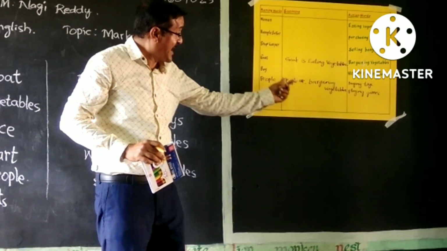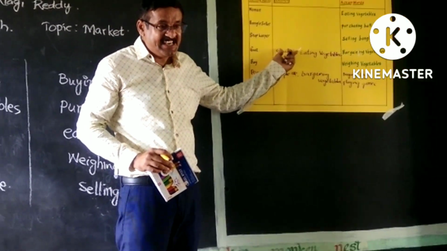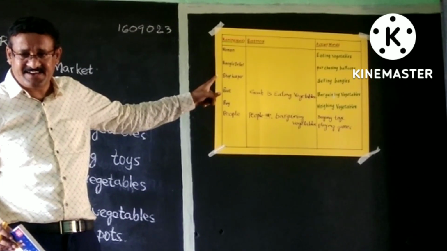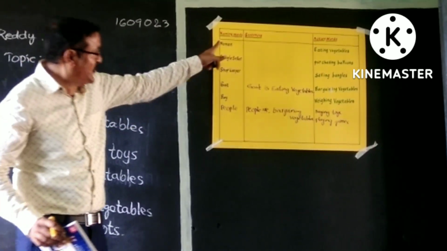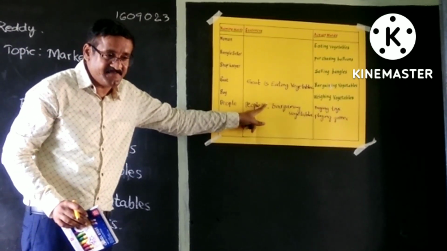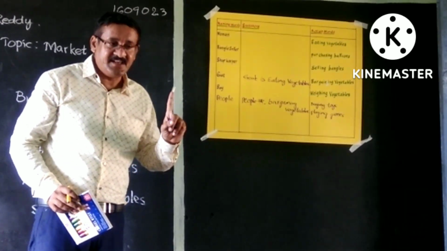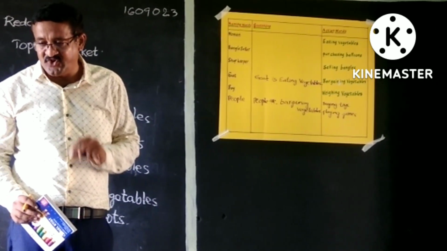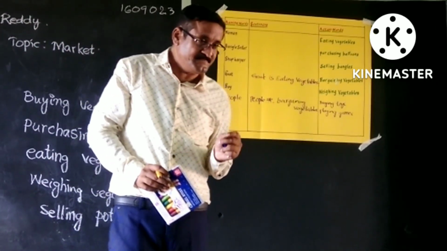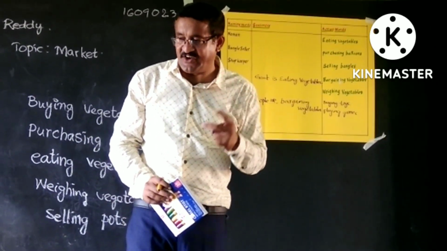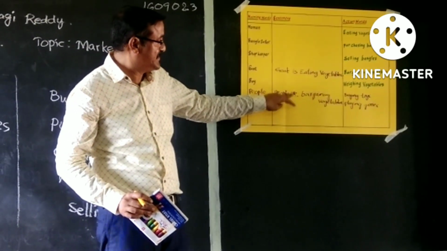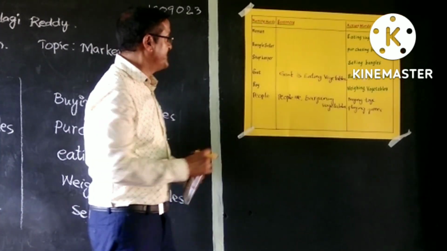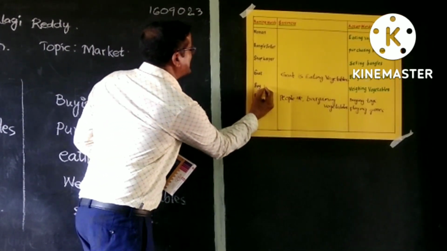Is or are? This is very important. If it is plural, say are. If singular, say is. Use are in plural, more than one. Two or more, are. One, is.